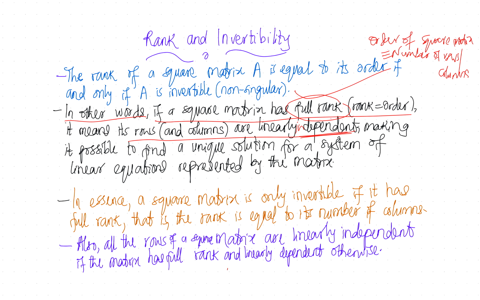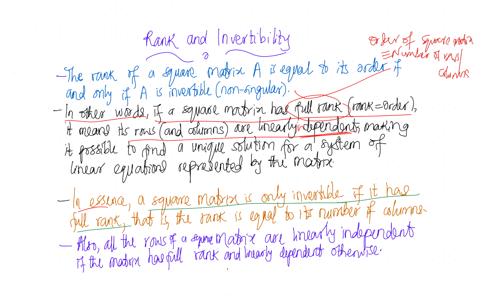In essence, a square matrix is only invertible if it has full rank. So if it has full rank, then it is invertible, and once there's an inverse, you can use it to solve a system of simultaneous equations, or system of linear equations, or what we call simultaneous equations.